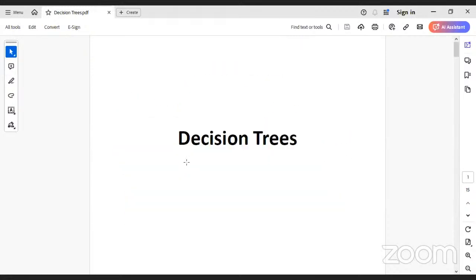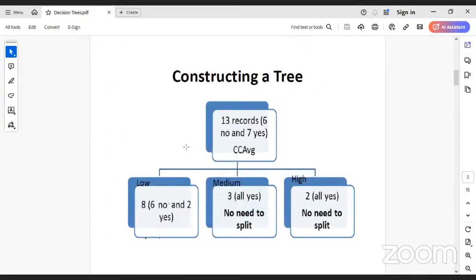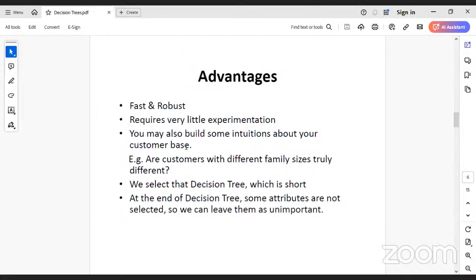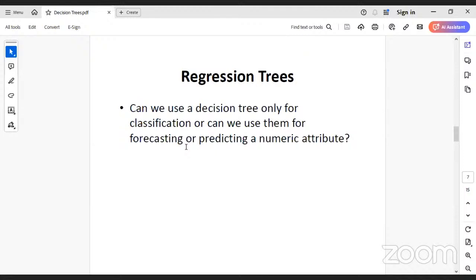So what we did study is what decision trees are, how to construct a tree, what rules are, and how the rules are formed. Rules are formed from the branches. Any decision tree has a root node, a branch and a leaf. From the root node to the leaf is called a branch, which is nothing but a rule. So what are the advantages of decision tree? And what are the drawbacks of decision tree? We didn't study that, we will do it in some time.